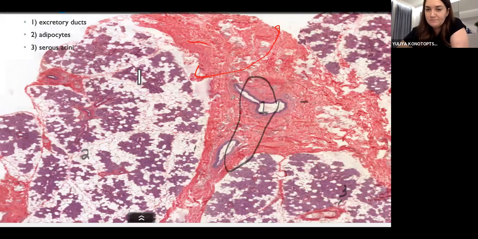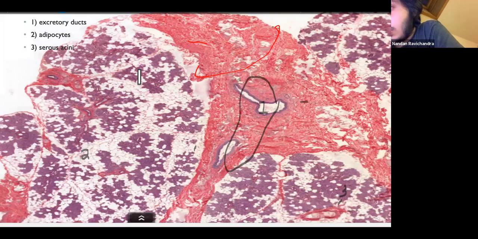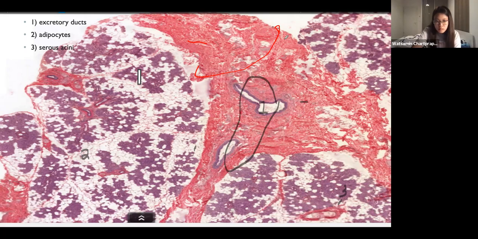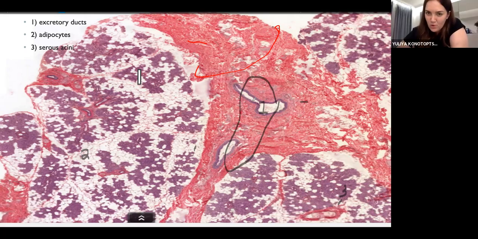What is this? A duct. But don't forget we have 3 types of duct. So which duct is this specifically? We have talked about it in the beginning of the class. Which duct is present within the septa? Excretory. Okay, so those ducts that you can see here are going to be excretory ducts. They are always surrounded by connective tissue septa. Always. You will always find connective tissue around them.